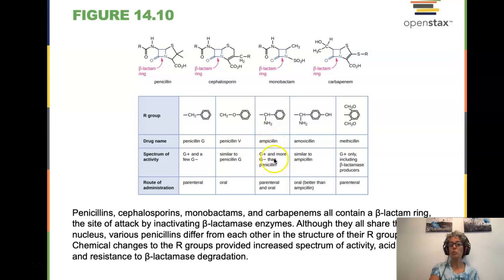Ampicillin affects a few more gram-negatives than penicillin does. But typically, because we are disrupting the cell wall, drugs that target the cell wall are more effective against gram-positives than against gram-negatives. And that seems a little counterintuitive. Gram-negatives have a thin cell wall. Why don't drugs that attack a thin cell wall damage gram-negatives at least as well as gram-positives, if not better than it attacks gram-positives? Well, that is because the cell wall is thin.